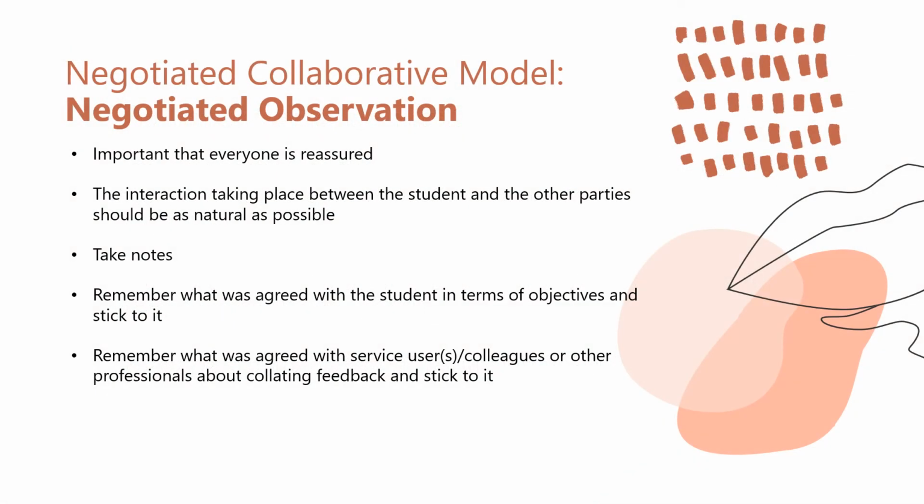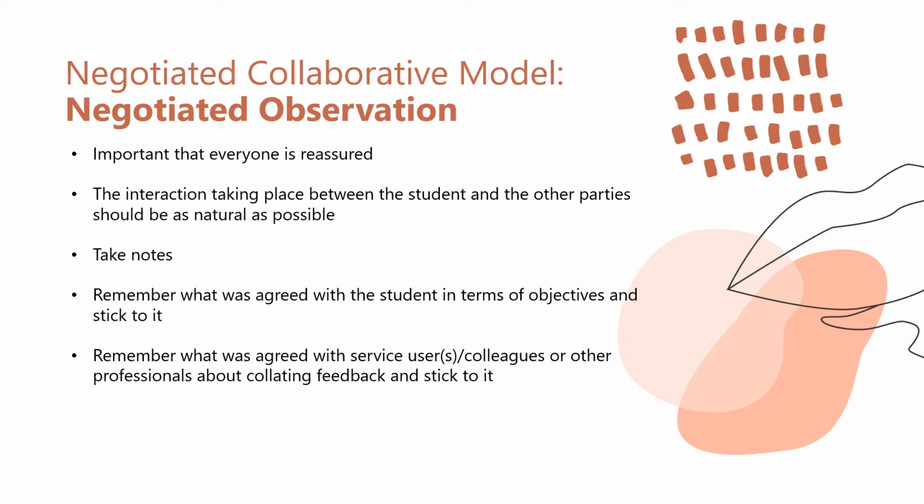So let's move to the next step, and that's the observation itself. One of the things that you can do in terms of supporting the student and supporting those who are being observed is that you reassure everyone, and that you help them to recognize that the interaction that takes place as part of the observation needs to be as natural as possible. So once the observation has started, it's important that you take notes.